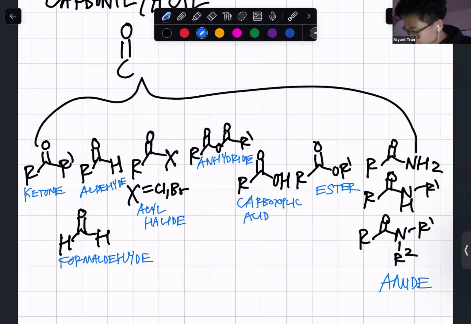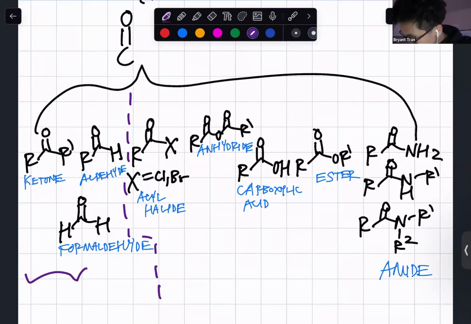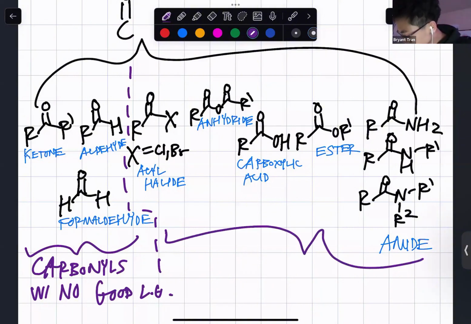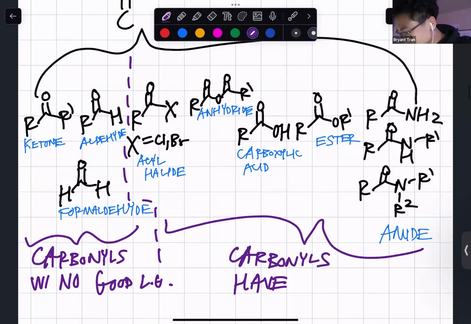Okay, so I'm going to make a separation here between that and this right here, right? The ketone and aldehyde and the rest. These ones here are carbonyls with no good leaving group attached to them, whereas all of these carbonyl functional groups here have a good leaving group. And keep this in mind. This is going to be very important for the next upcoming quiz, or I don't know when, but for 8B for sure.